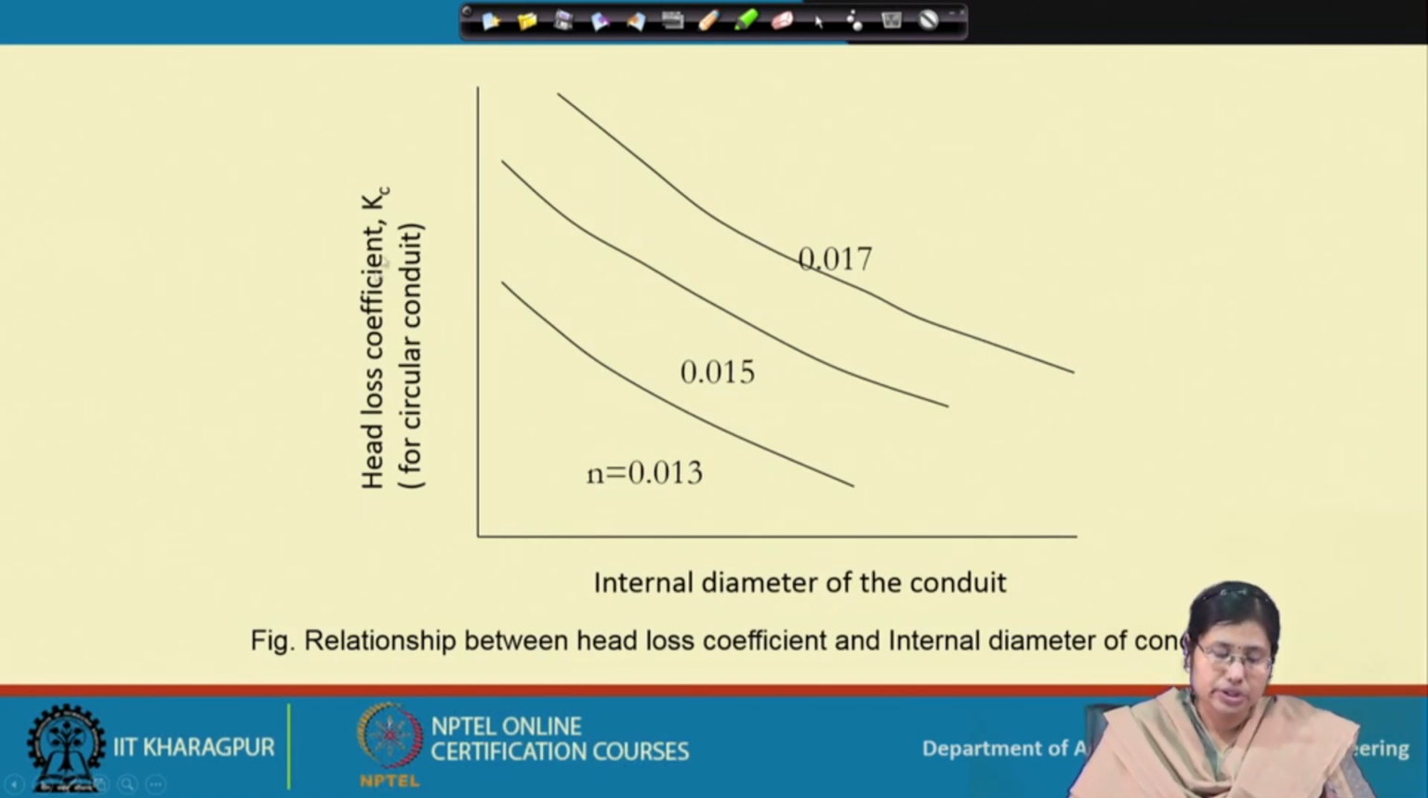So, this is the coefficient of head loss for circular conduit, where this is a function of internal diameter of the conduit at different n, or the Manning's roughness coefficient. So, this is a relationship between head loss coefficient and internal diameter of the conduit.